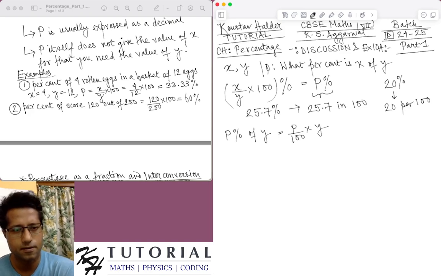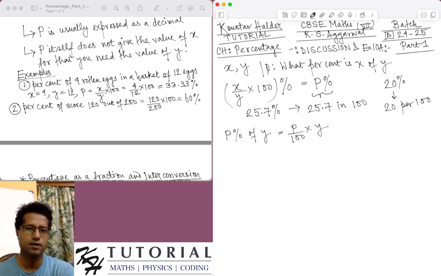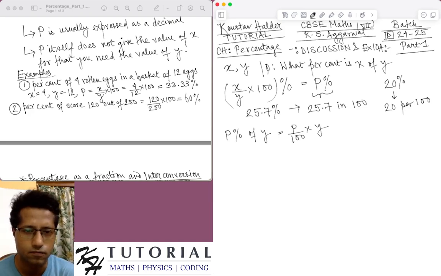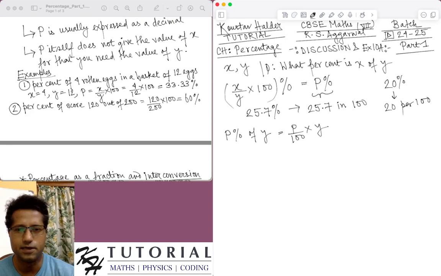Another example is the percent of score 120 out of 200. Let's say a student has scored 120 marks out of 200 marks. So here y is 200 and x is 120. So the percent is 120 divided by 200 multiplied by 100, which is 60%.